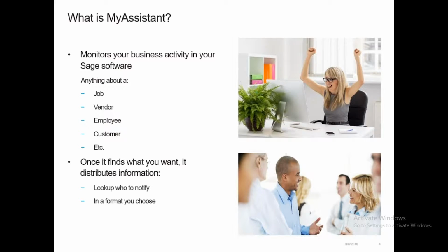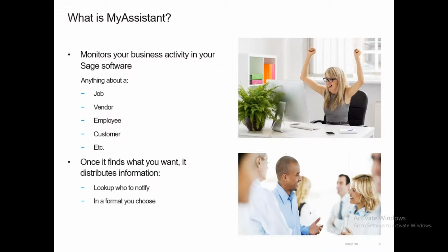Something needs to happen. We need to send employees their pay stubs. We need to tell this vendor that their insurance is going to expire. We need to inquire with a customer about a past due invoice. We need to send an email to an architect or a GC about a change order, what have you. And once MyAssistant finds something, it can look up who to notify.